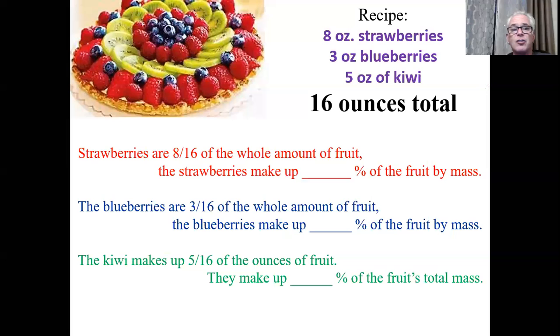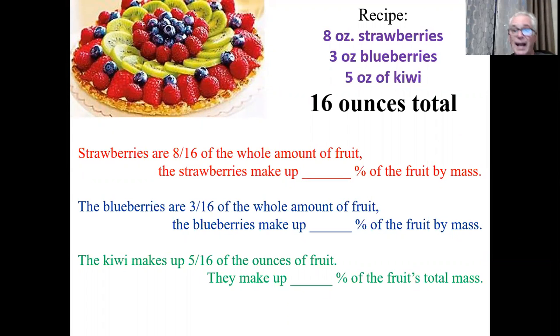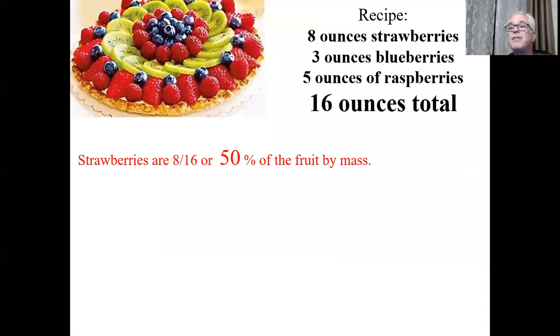Out of the 16 ounces total, strawberries make up 8/16, 8 ounces out of 16 ounces of the whole amount. Now, what percent of that is strawberries? You can do this right in your head. 8 divided by 16, 50%, right? This fruit tart makes my mouth water. It looks so good. Since it's 8 ounces of strawberries out of a total of 16 ounces of fruit, 8 divided by 16 times 100%, that's 50%. You can do that right in your head.